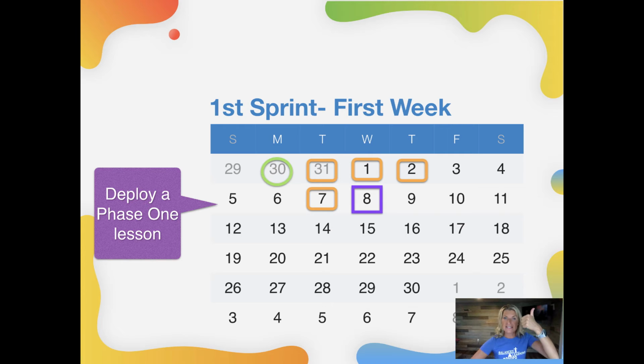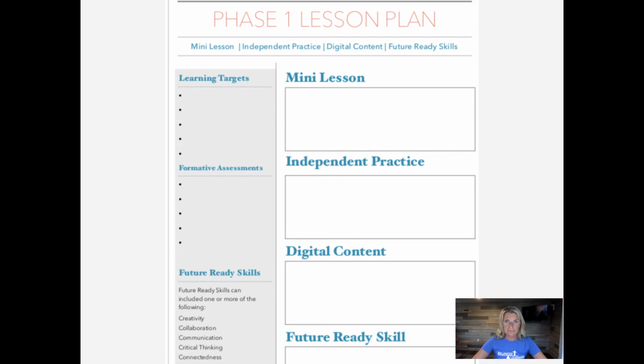We changed our space, we prepared the students, now let's do a phase 1 lesson plan. Take what you normally do, what you're planning on doing next week, and break it up into 4 key areas. What is your mini lesson? What's your independent practice, your digital content, and your future ready skill?